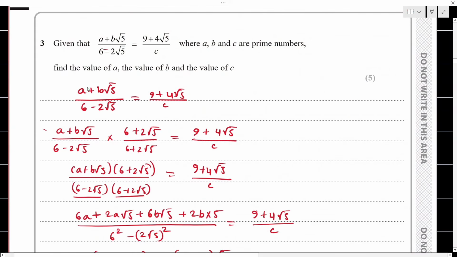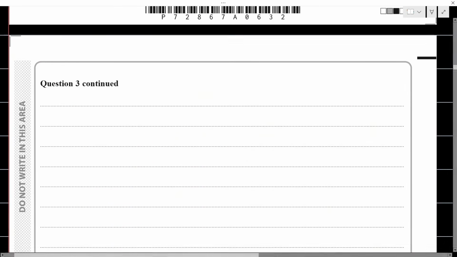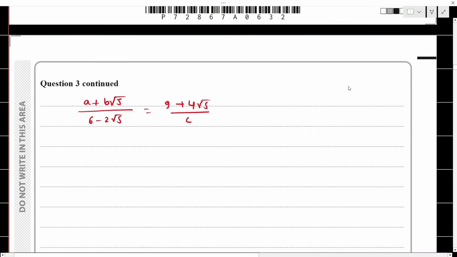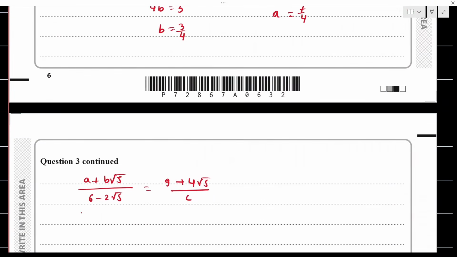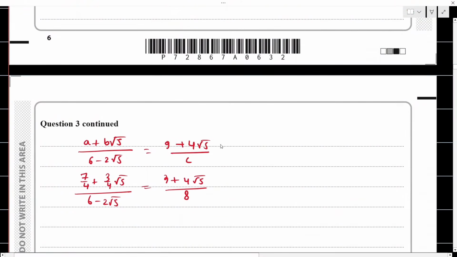The expression was a plus b root 5. So a plus b root 5 divided by 6 minus 2 root 5 equals 9 plus 4 root 5 divided by C, which will now be 7 by 4 plus 3 by 4 root 5 divided by 6 minus 2 root 5 is equal to 9 plus 4 root 5 divided by C, which in our case is 8. This is not the final value, but this is the intermediate value.